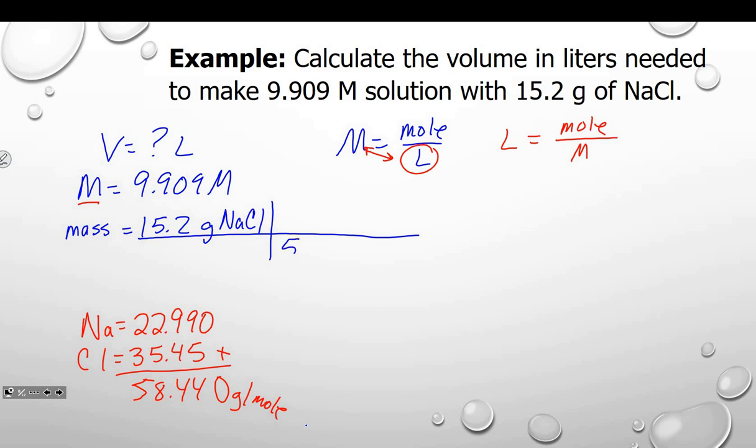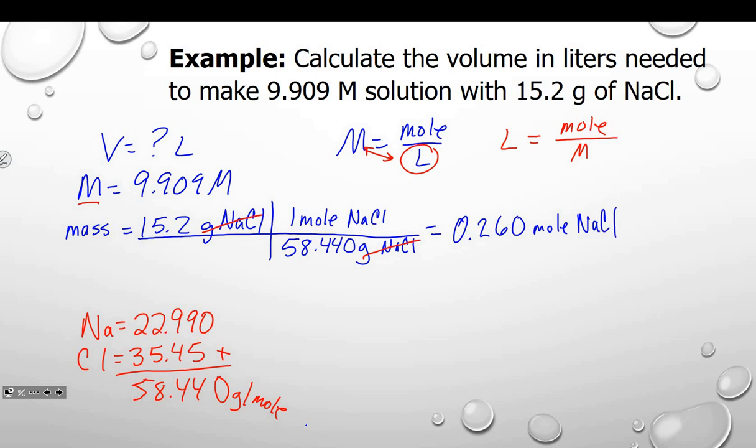Okay, so then I come back up to this and I put this number on the bottom, 58.440 grams. I put one mole on the top. And then we're going to cancel out grams of sodium chloride. And we're going to get what? 15.2 divided by 58.44. 0.26, one more. Zero moles of sodium chloride.